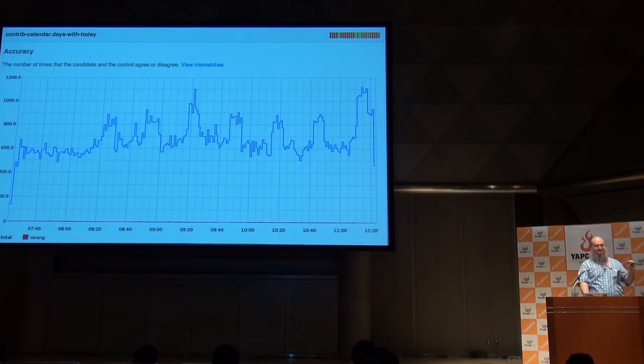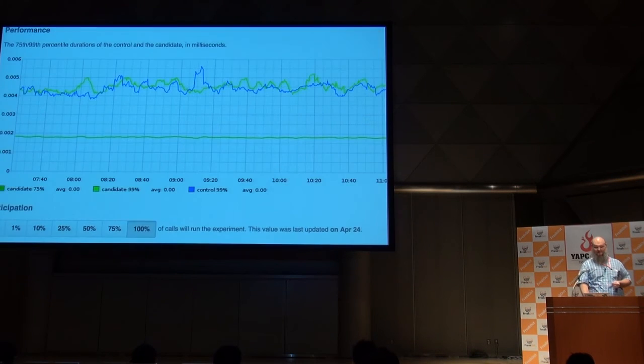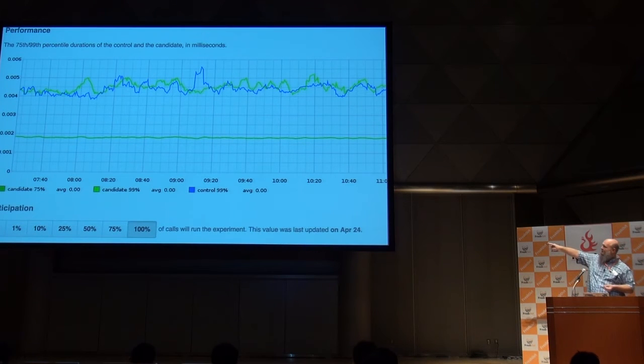Accuracy graphs are interesting, but it doesn't take long until the error is at zero. Performance graphs are much more interesting. We can break down the performance of two different methods between the control, the old method that is working and we trust the results, and the candidate method, which is new, and we don't trust the results yet, and we want to see how it performs. In this case, we can see the green graph on the bottom tells us that the new method is much faster in the average case. The wiggly blue line mixed with the other green line tell us that in the 99% percentile case, it's still bad. So this particular experiment probably hasn't saved us a whole lot of work down the line.